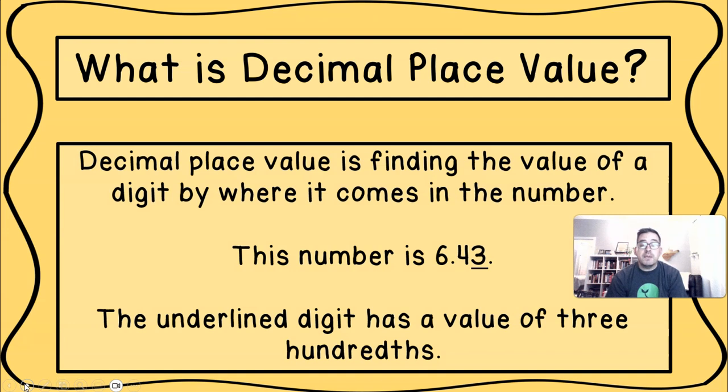Decimal place value is finding the value of a digit by where it comes in the number. This number is read 6 and 43 hundredths. The underlined digit has a value of 3 hundredths because it's in the hundredths place.